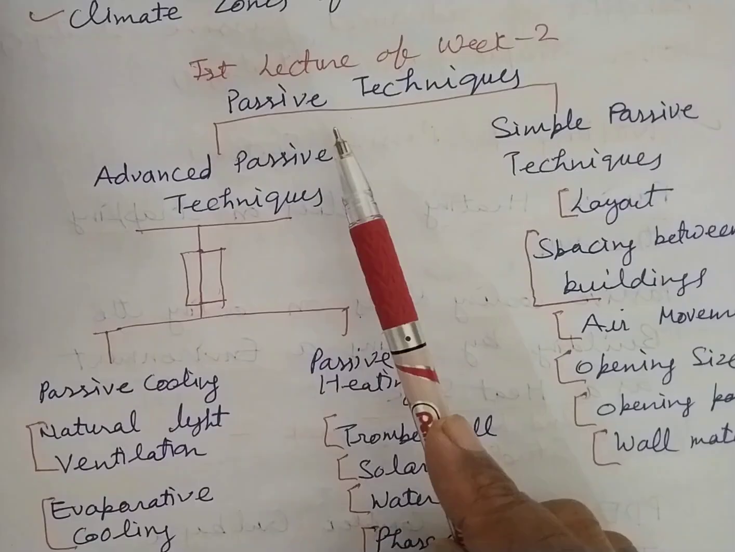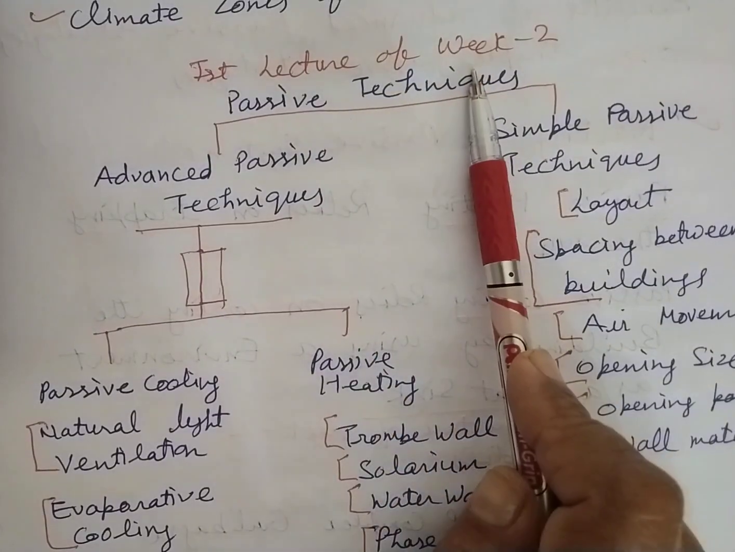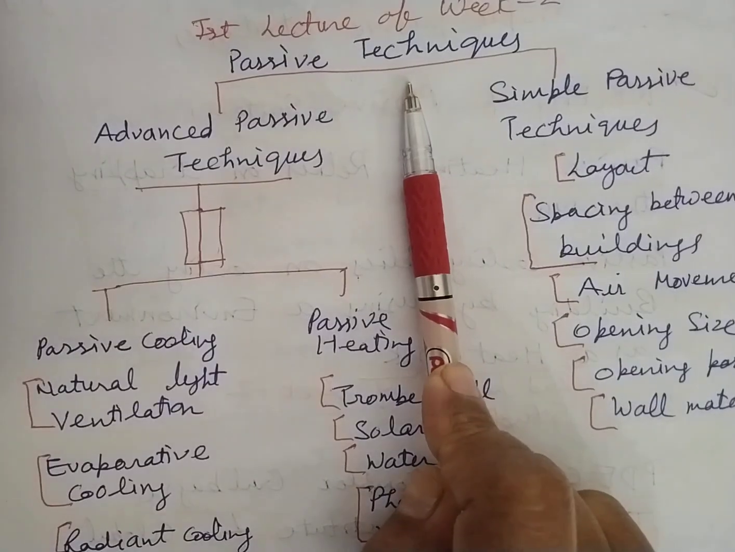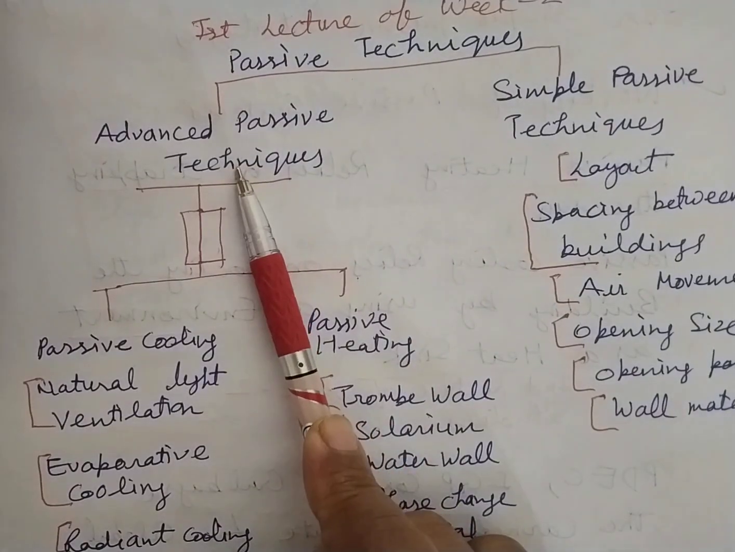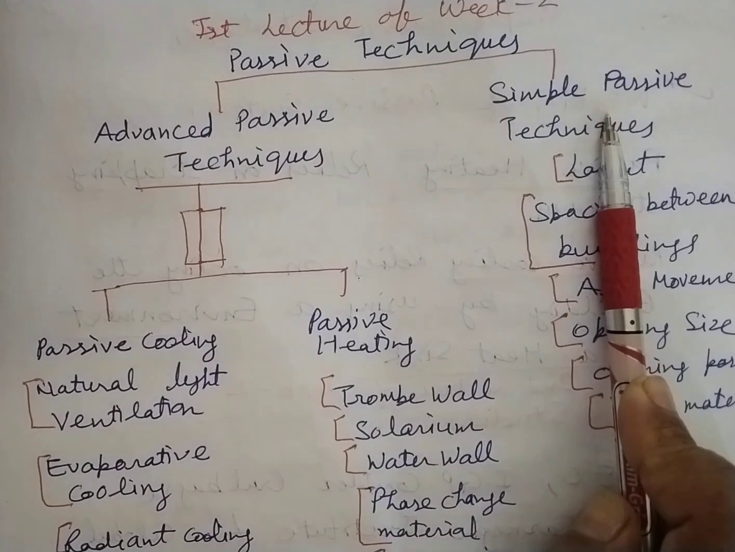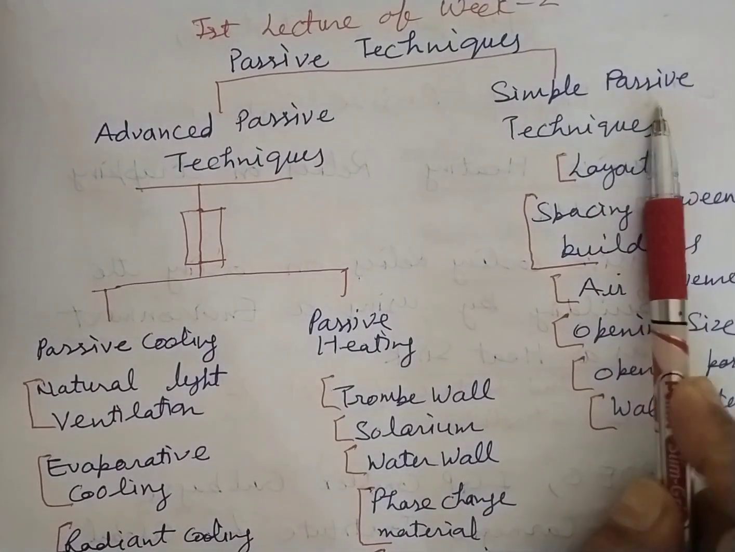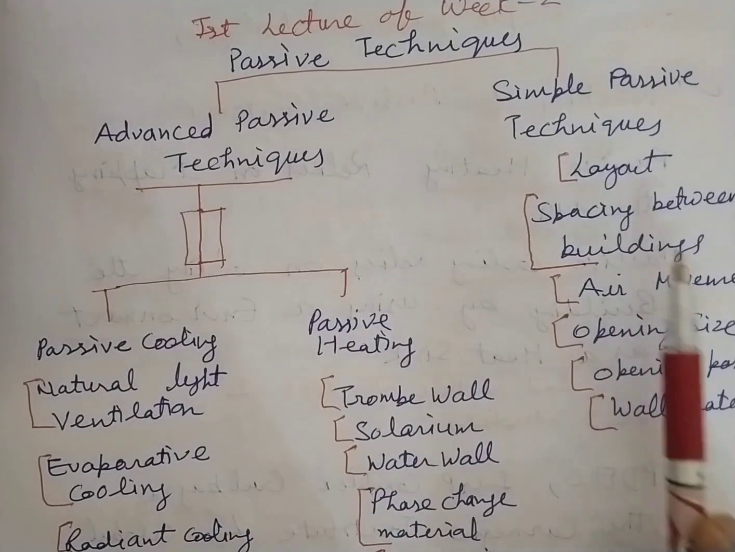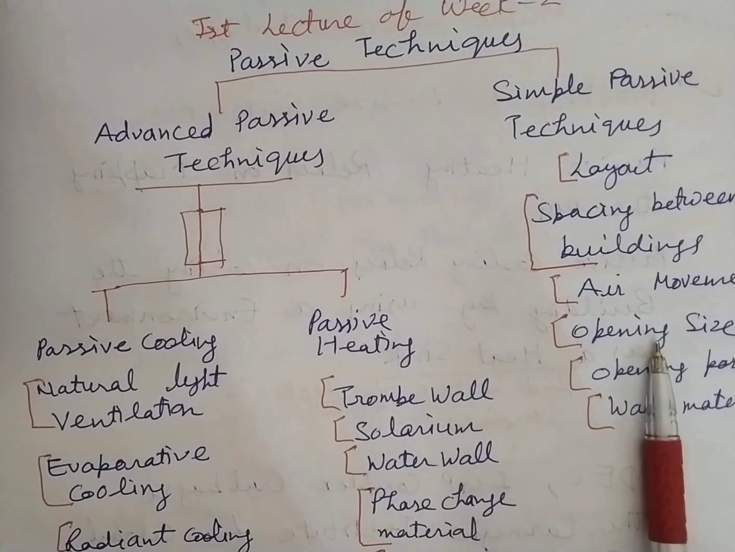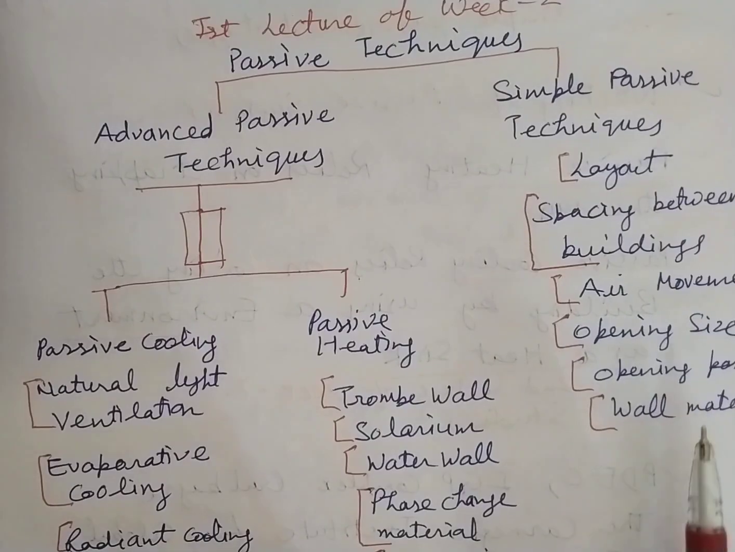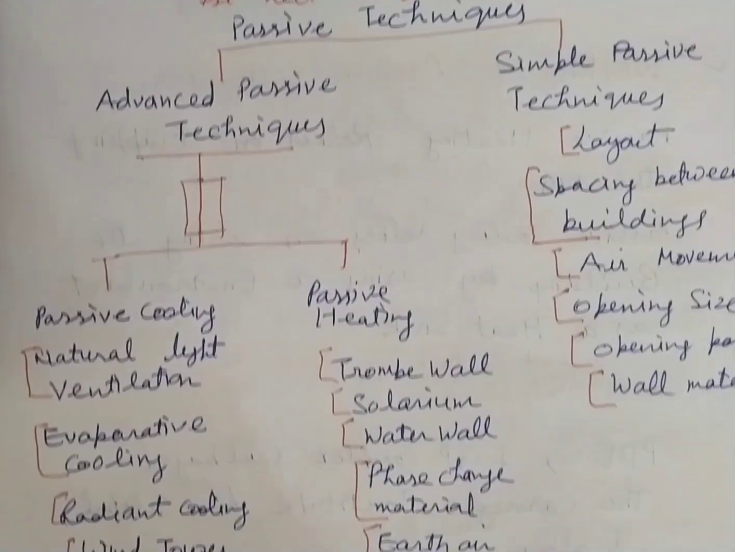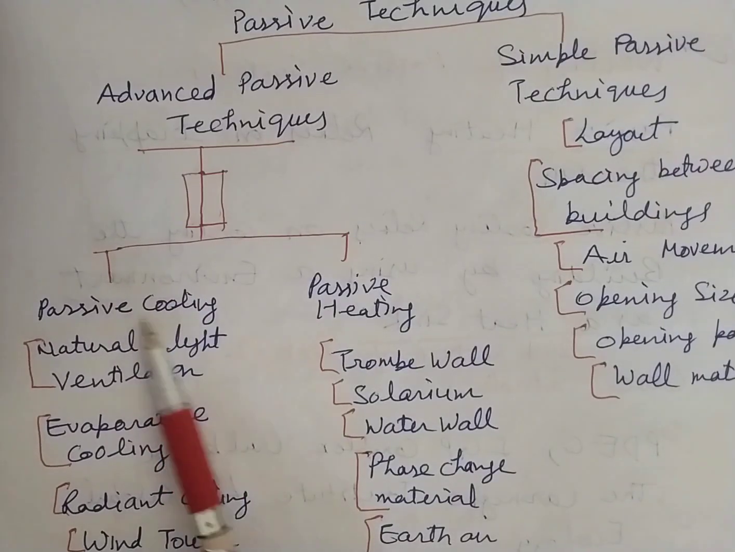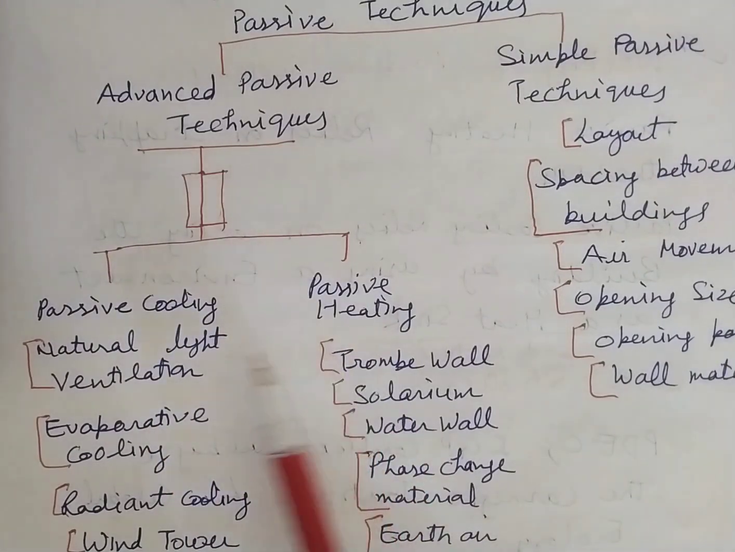Starting with the quick review of first lecture of week 2. It covers passive techniques, which is further divided into advanced passive techniques and simple passive techniques. Simple passive techniques are like layout plan, spacing between buildings, air movement, opening size, opening position, wall material. And advanced passive techniques has further 2 parts, passive cooling and passive heating.